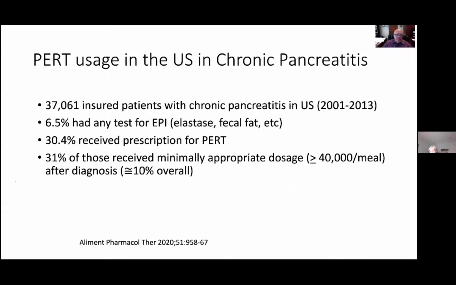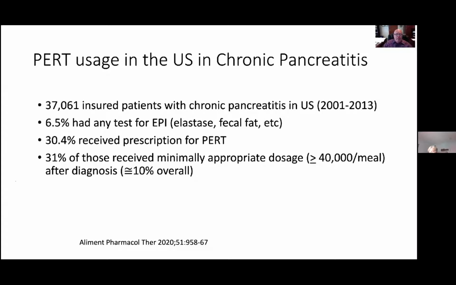This is an analysis that Dr. Yadav and I were part of, which looked in the US. There are other studies from Europe. This was just looking at patients who were insured, so they had commercial insurance and had a diagnosis of chronic pancreatitis based on ICD-9 codes. And we looked over a significant period of time, and within this insurance database identified around 37,000 individuals with chronic pancreatitis.